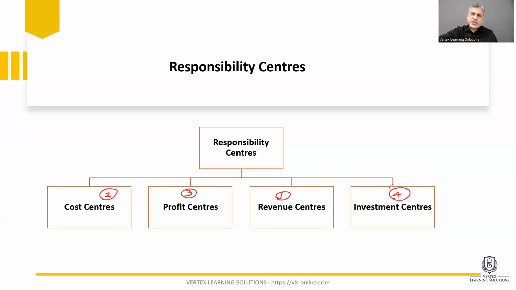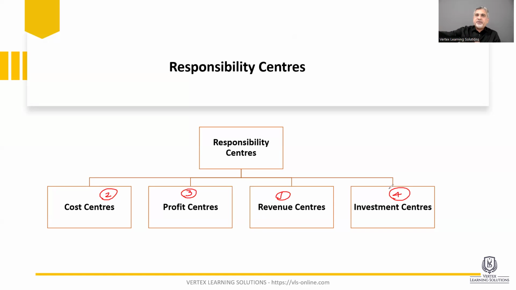But the logical sequence, in my opinion, should be revenue center. So this is actually the sales department. So revenue center means that department which is responsible for generating the revenue. So remember that if you try to understand any responsibility center, you see what type of goals are given to them. What are their targets? So targets will define.